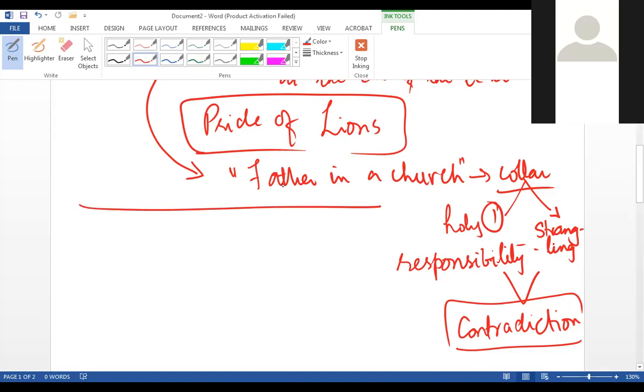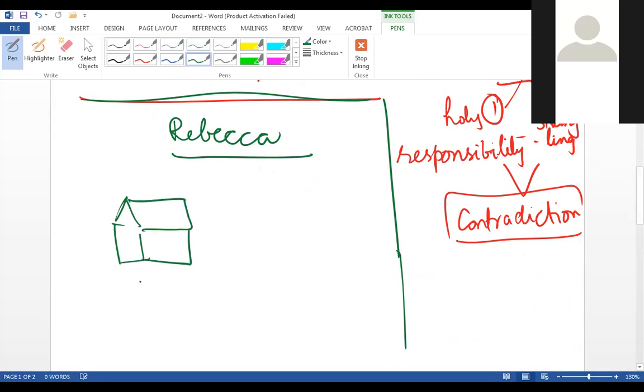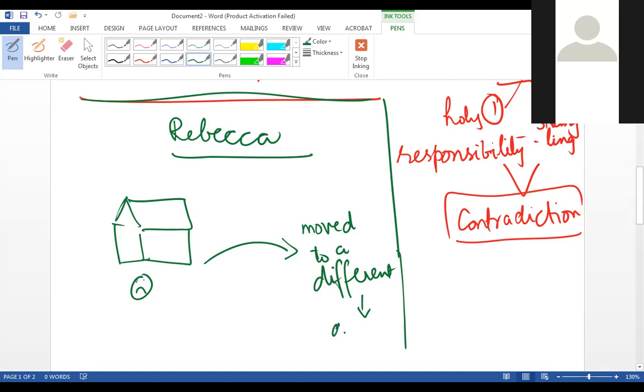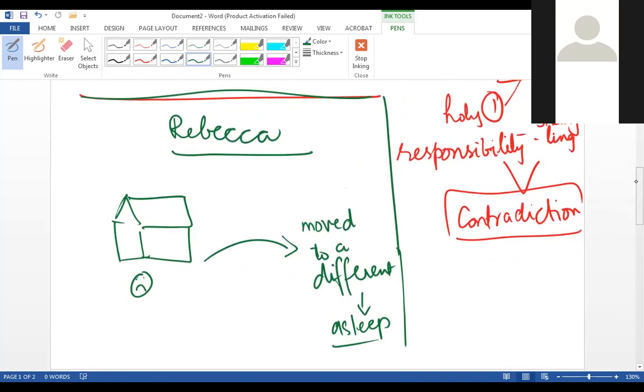Beta, let me give you one more example. There is a novel called Rebecca. Rebecca has left her house. They have moved to a different place. So basically, she used to live in a house and she was really sad, but she moved to a different house. And she cannot help thinking about the same house. So while she was asleep that night, she visited the same house in her dream.